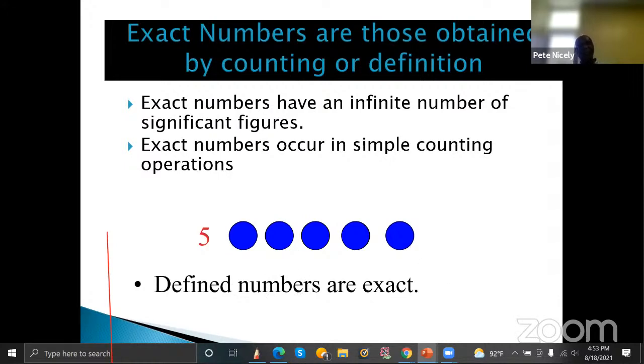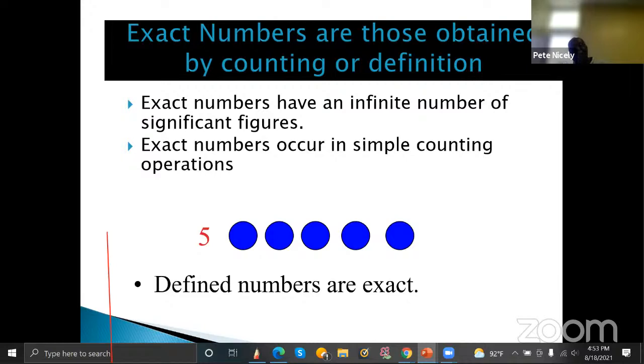So that's one example. Another example we could look at is the number of students in this class. So online right now, we have 17 students, right? That number 17 is an exact number because all we have to do to get that number is to do a head count of the number of students in the class. Again, no instrumentation was necessary for us to obtain that number, all right? So that's one type of exact number.